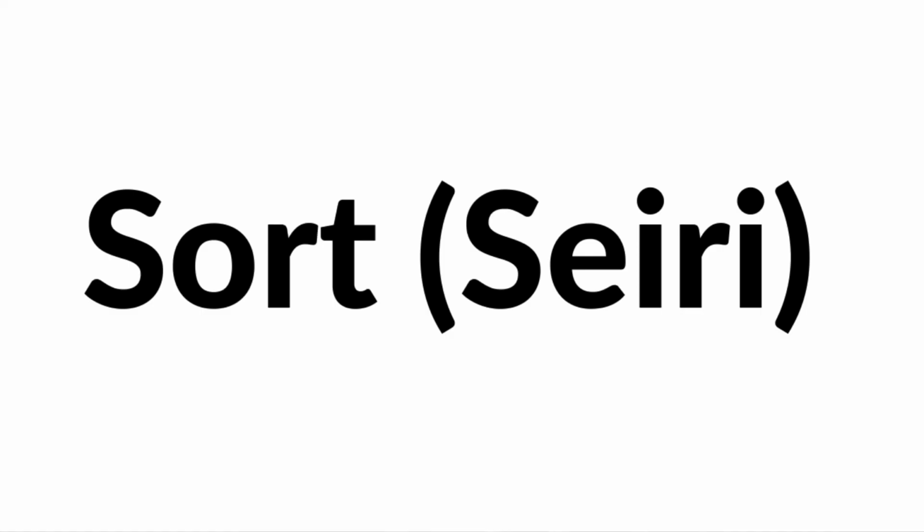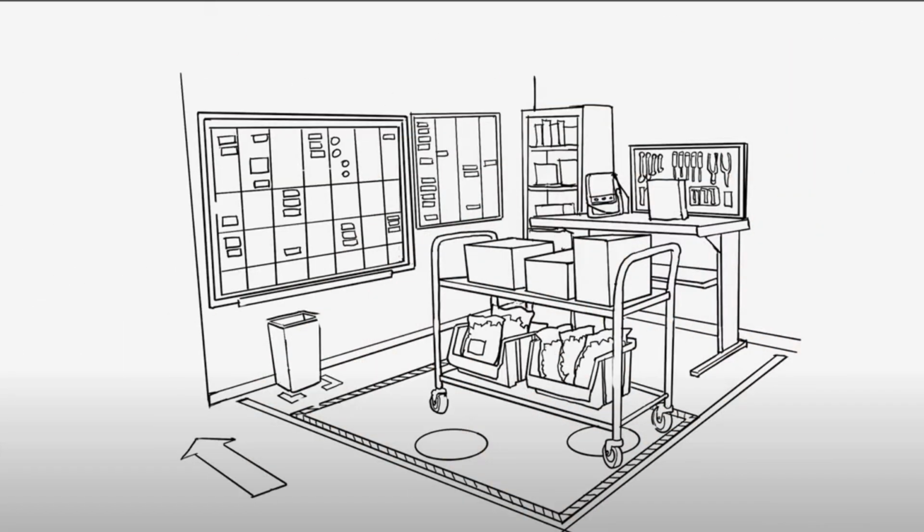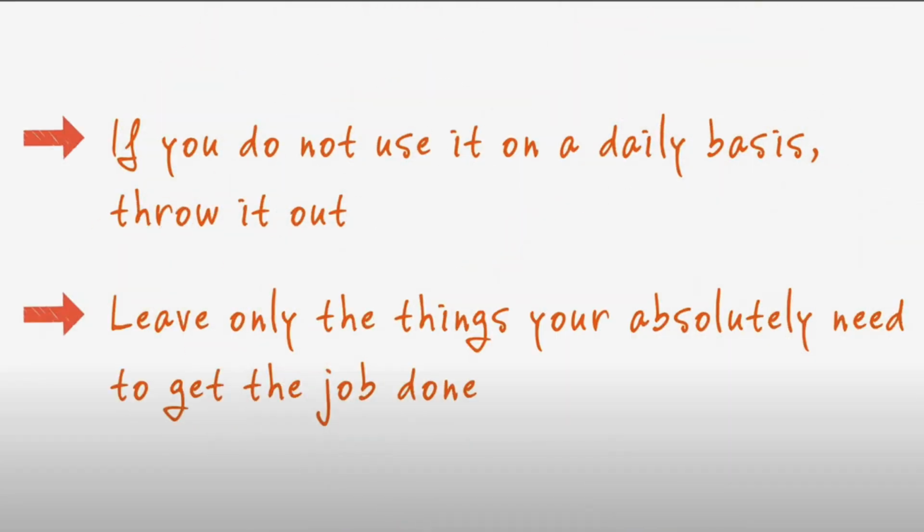The first one is sort, or seiri. This step involves sorting through all items in a workspace and distinguishing between essential and non-essential items. Unnecessary items are removed, creating a clutter-free environment. This not only increases space, and specifically your workspace, but also reduces the time wasted searching for materials and or tools that you might need.